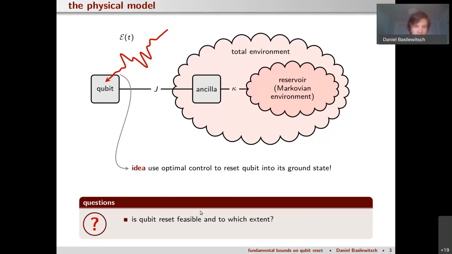And what we asked ourselves is, is qubit reset for such a model possible? And also another important question, since I mentioned that the qubit will be strongly coupled to the ancilla, we might have some initial correlation between the qubit and the environment, namely between qubit and ancilla. And is it possible to erase those kinds of correlations, and what does it do to the reset process? So how does it affect it?